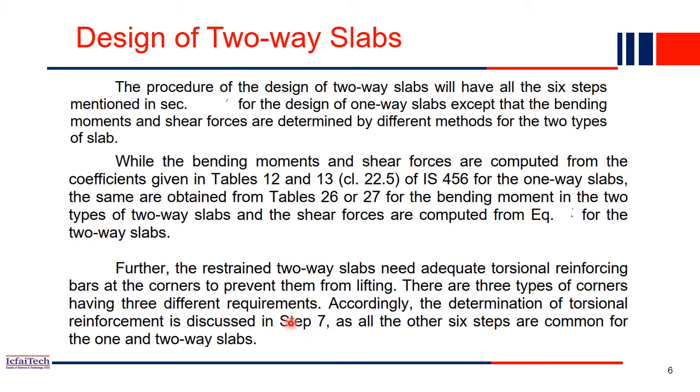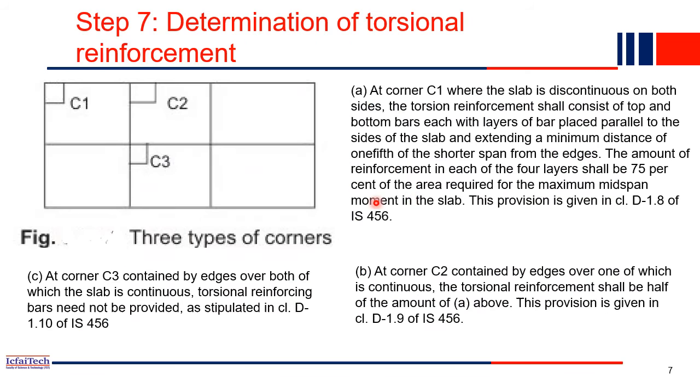What is this step 7? When the slab is subjected to load, the four corners will try to come up, to lift up. So to keep the slab in its original position, we have to provide some additional reinforcement at the four corners. How to provide that is mentioned in step number 7. The first 6 steps are the same, so I am not elaborating them again; you can refer to the last lecture, whereas only step number 7 I will discuss in this lecture. Step 7 is the determination of torsional reinforcement.